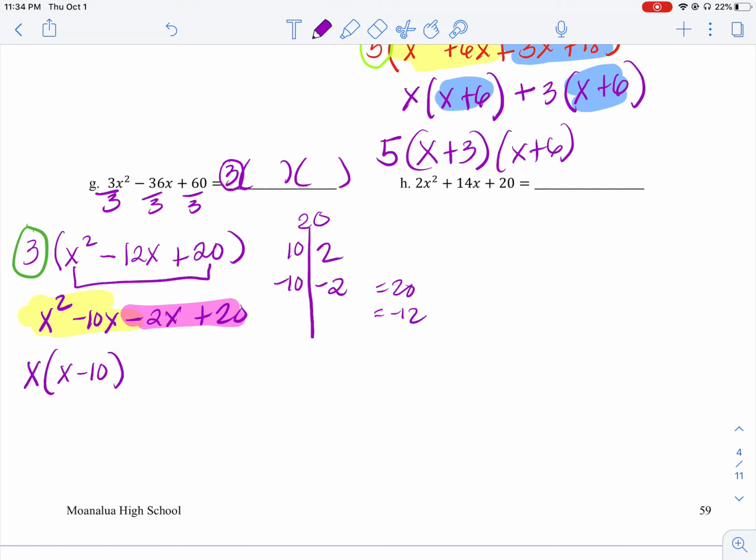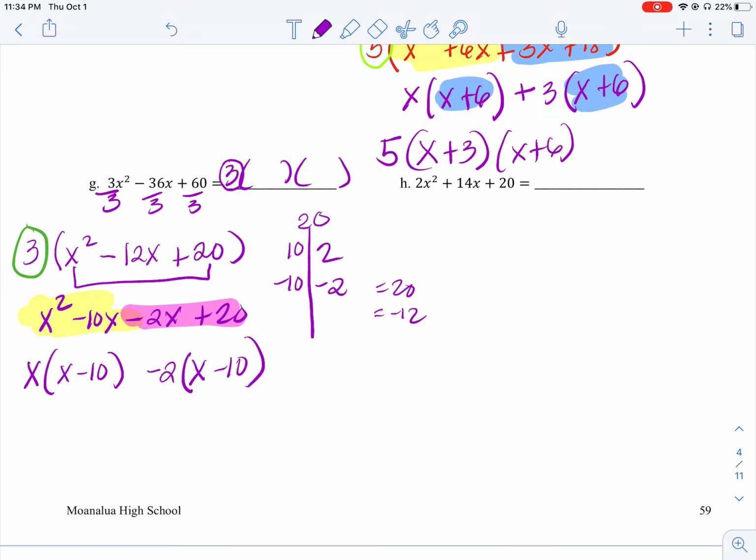x minus 10. Let's verify. X times x is x squared. X times negative 10 is negative 10x. And then we have a negative 2 in common. Oh, sorry, not negative 2x, just a negative 2, because the 20 doesn't have an x. So negative 2x divided by negative 2 is x. Positive 20 divided by negative 2 is a minus 10.